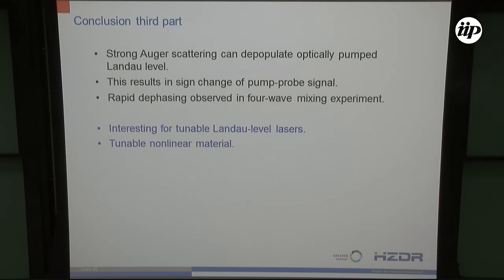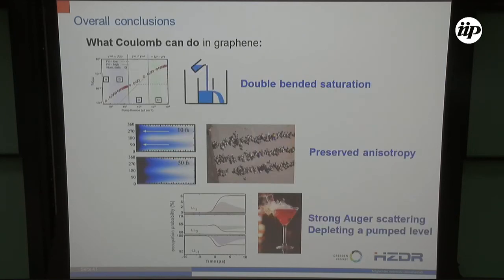The population dynamics may be interesting for these tunable lambda level lasers, and the 4-wave mixing indicates that it's a tunable nonlinear material that can be used in nonlinear optical processes. With this, I'm at the end and want to show you the overall conclusion.